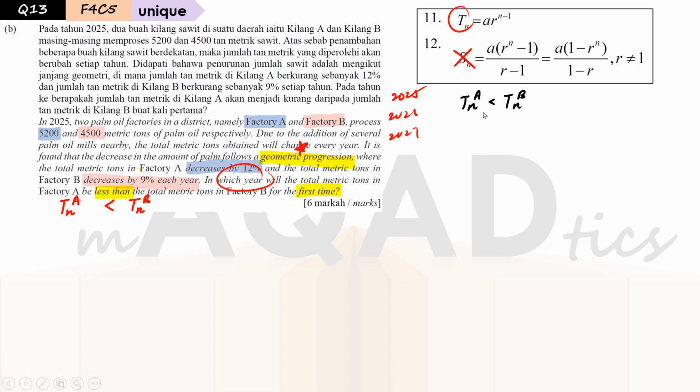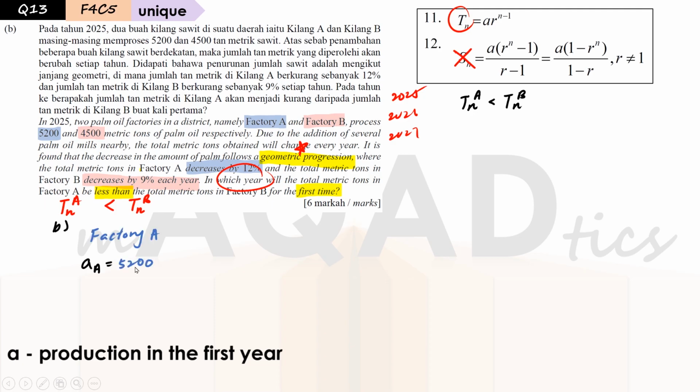Now what we need to do is, for factory A and factory B, we need to figure out the value of a and r. So a here represents the first term, which in our situation would be the production of oil in the first year. Since this situation starts in 2025, I'm going to assume that this year is the first year, so the 5200 here would be the projection for the first year for factory A. So here I'm going to denote it as a.